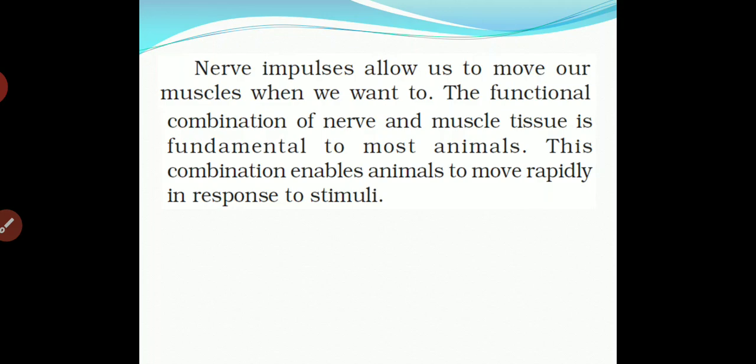Okay, easily in nerve and muscle tissue. This is the combination of nerve and muscle tissue, and that can be functioning in most animals. This combination enables animals to move rapidly in response to stimuli. Towards the stimuli, animals get reacted because of the combination of nerve and muscle. If the connection is not proper between nerves and muscle, the animal can't respond towards the stimuli.